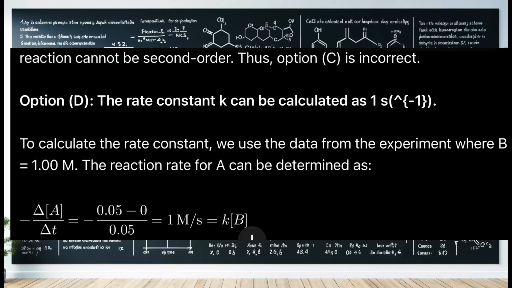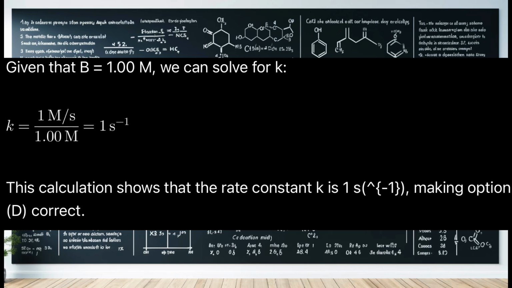Option D: the rate constant k can be calculated as 1 s⁻¹. To calculate the rate constant, we use data from the experiment where B equals 1.0 M. The reaction rate for A is minus delta A over delta T, equals minus (0.05 minus 0) over 0.05, equals 1 M/s, equals k[B]. Given that B equals 1.0 M, we solve for k. k equals 1 M/s divided by 1.00 M, equals 1 s⁻¹. This calculation shows that the rate constant k is 1 s⁻¹, making option D correct.